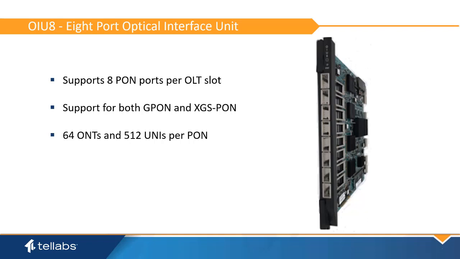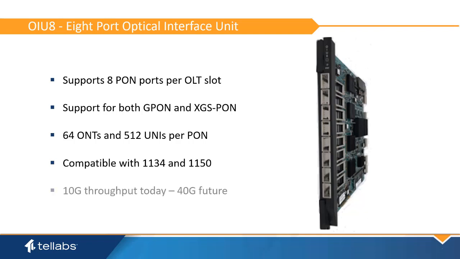The card can also be used in legacy 1134 and 1150 OLT shelves. However, backplane throughput of the card is capable of 40 gigs when used with the OLT6 shelf and new enhanced ESUs.